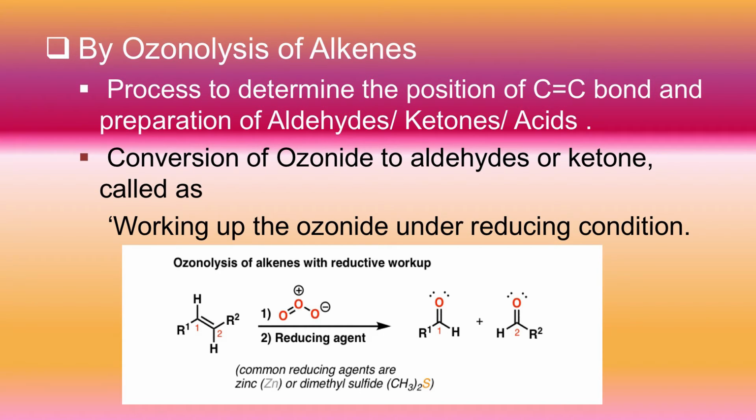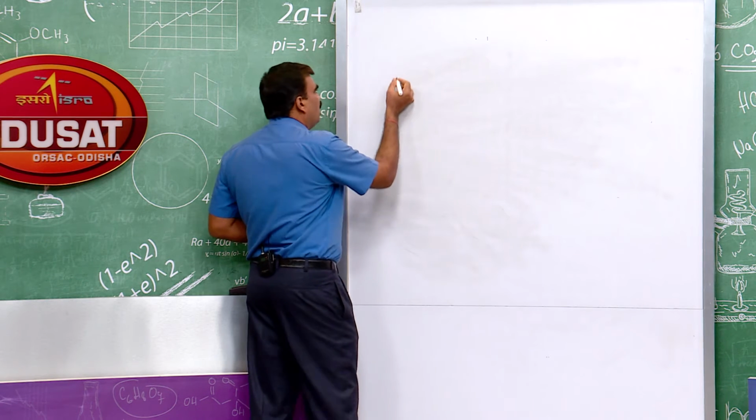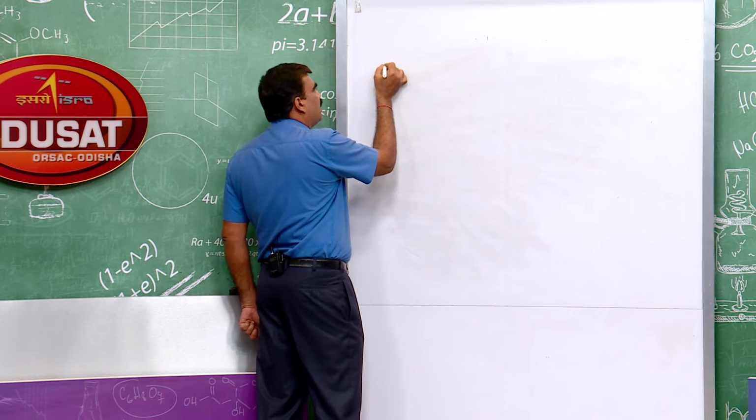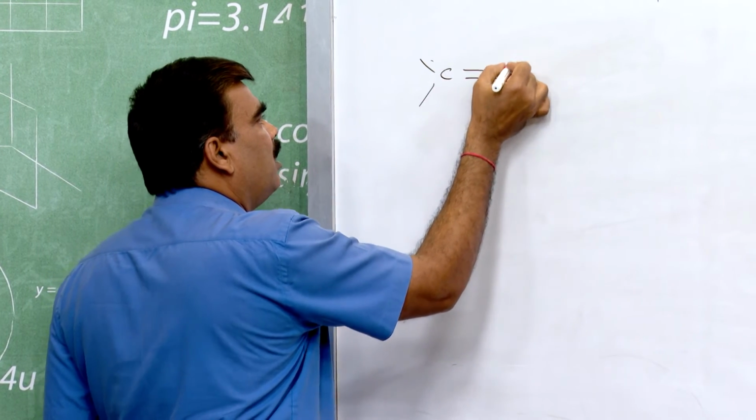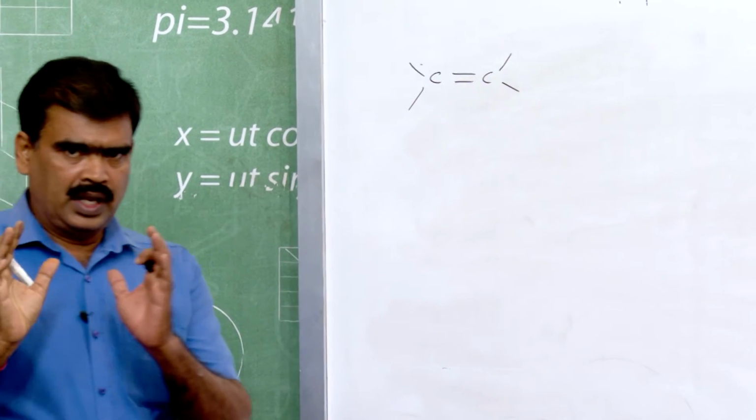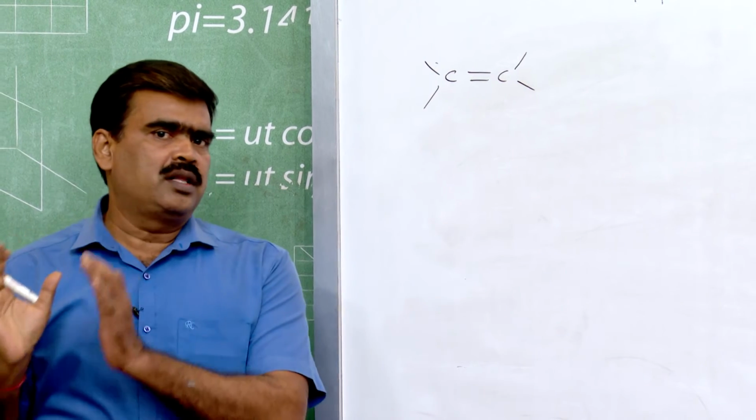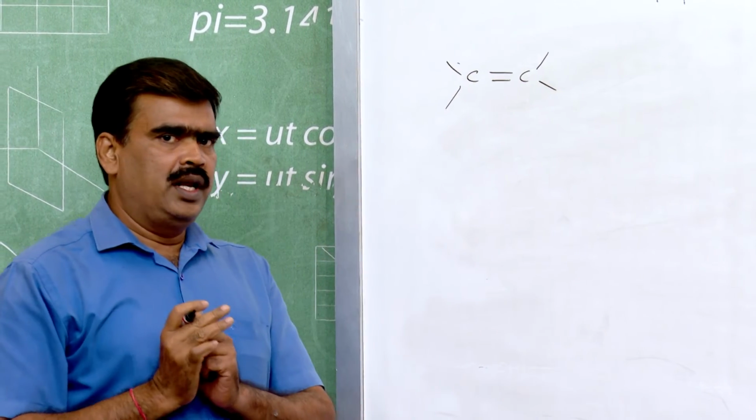Another very important method is ozonolysis. It is such a beautiful method. This method is used for determining the position of a double bond. By this method we can prepare aldehydes and ketones from alkene, and also determine the exact position of a double bond in alkene, right? So let us see. This is alkene. I am going to tell you the tricks of how to write the reactions and how to get the products.